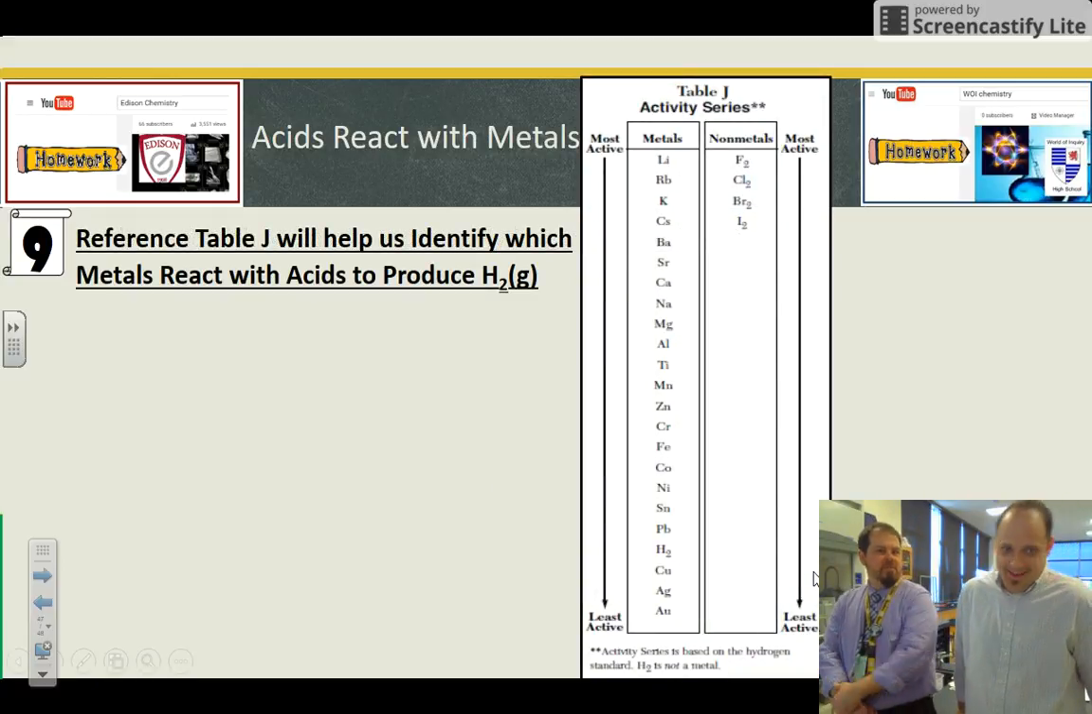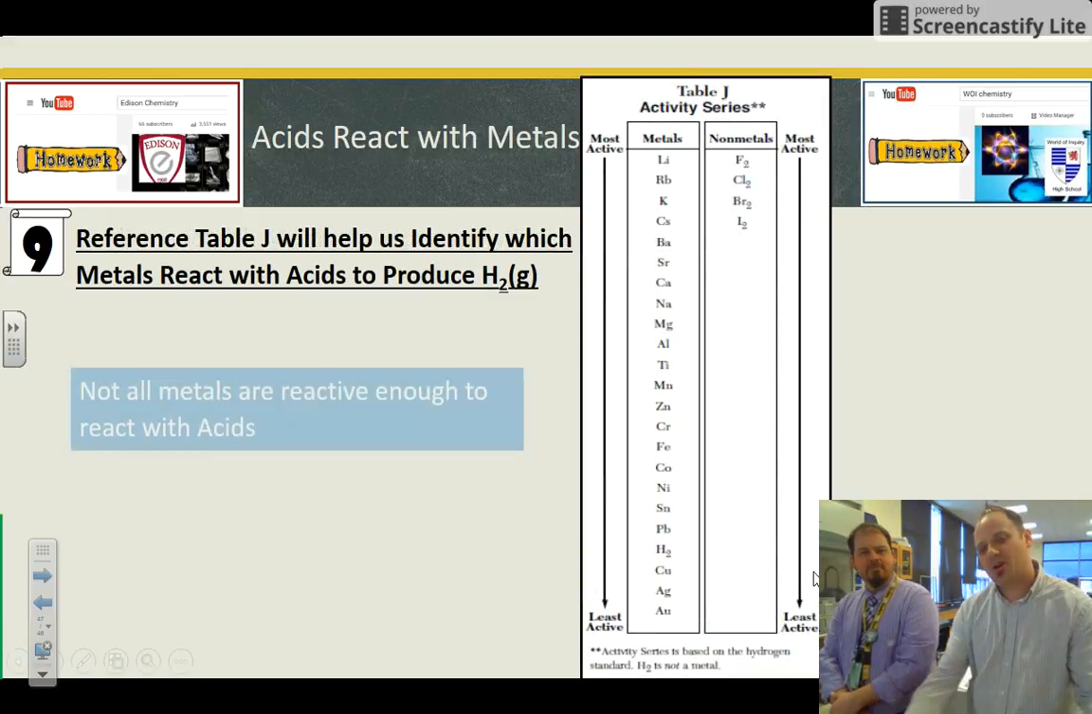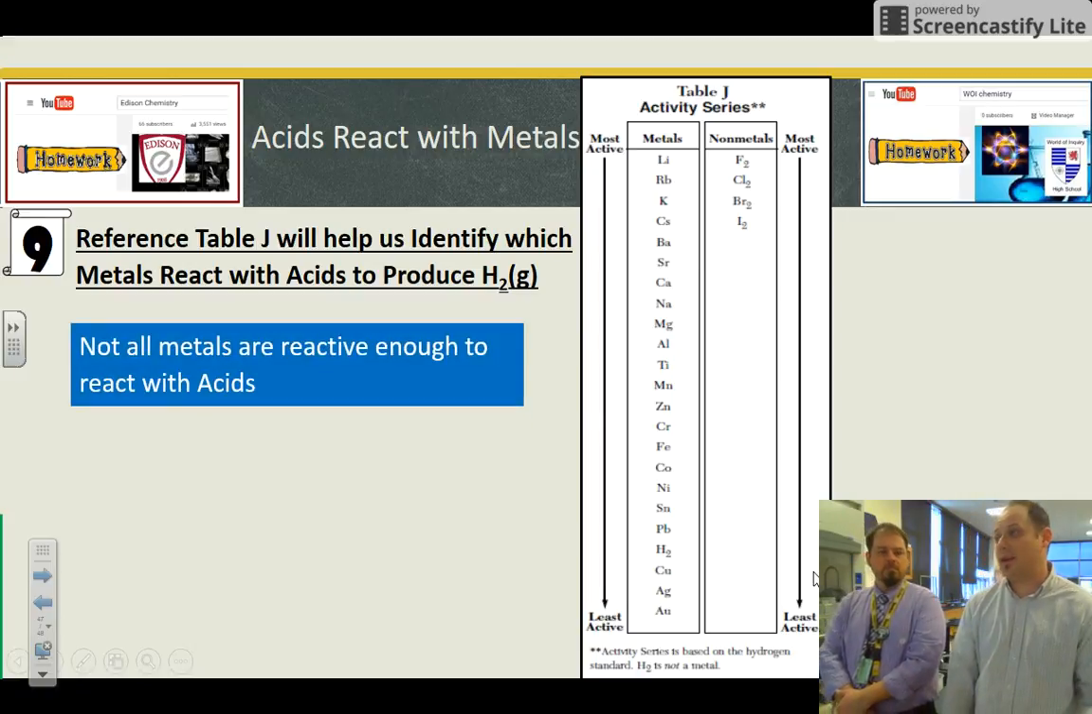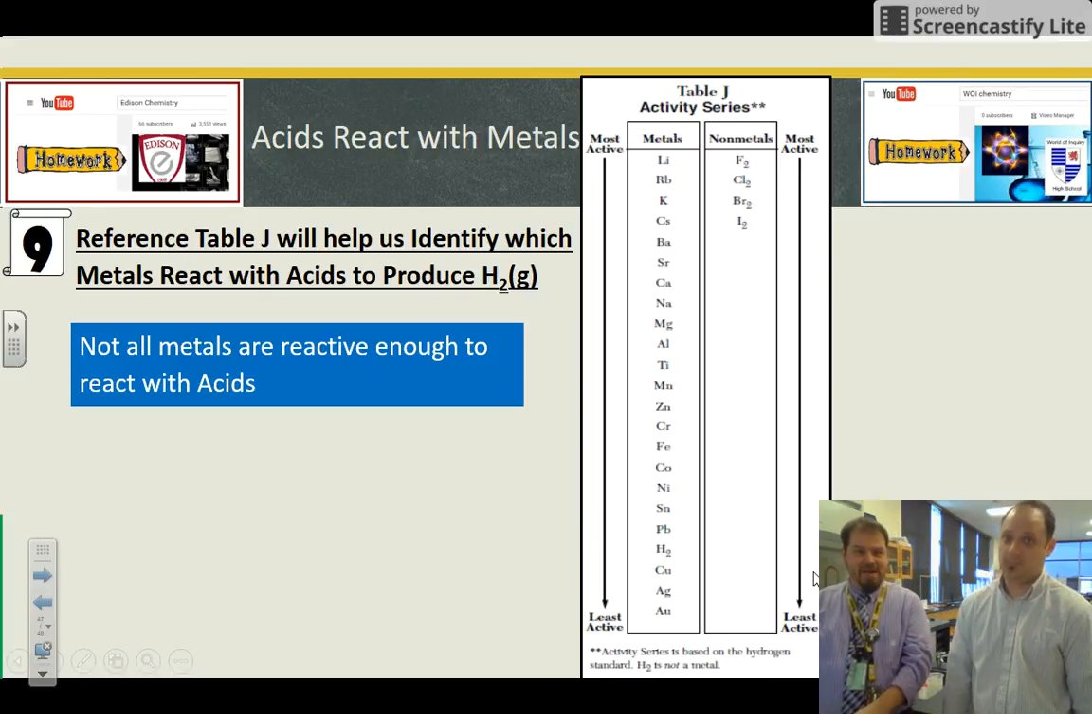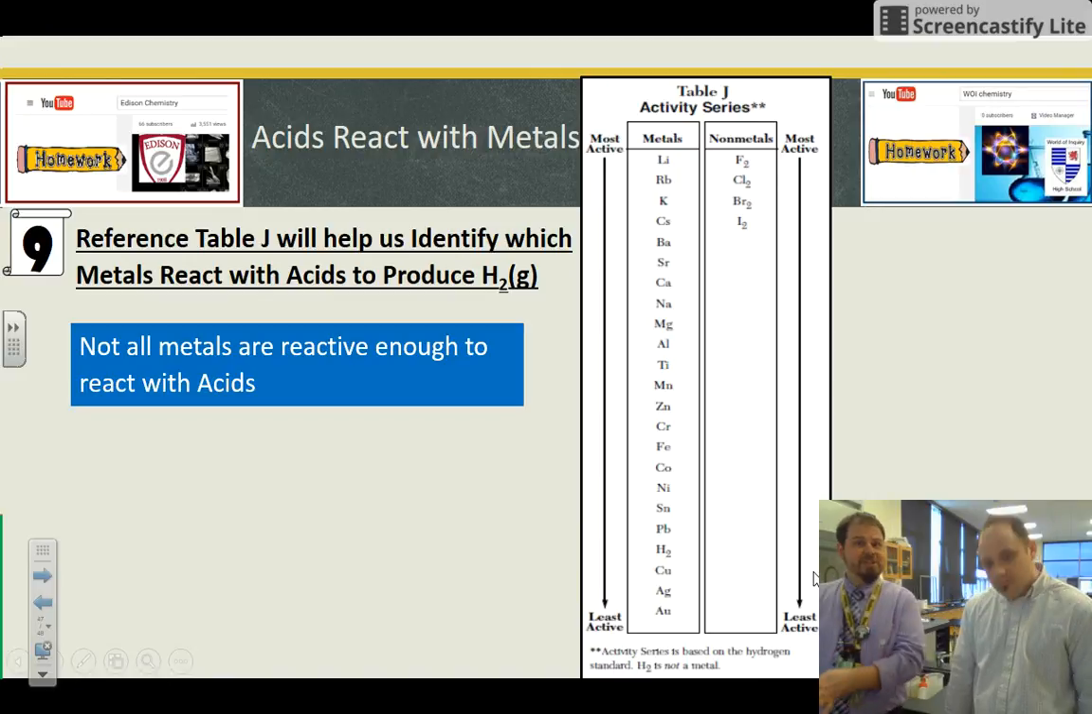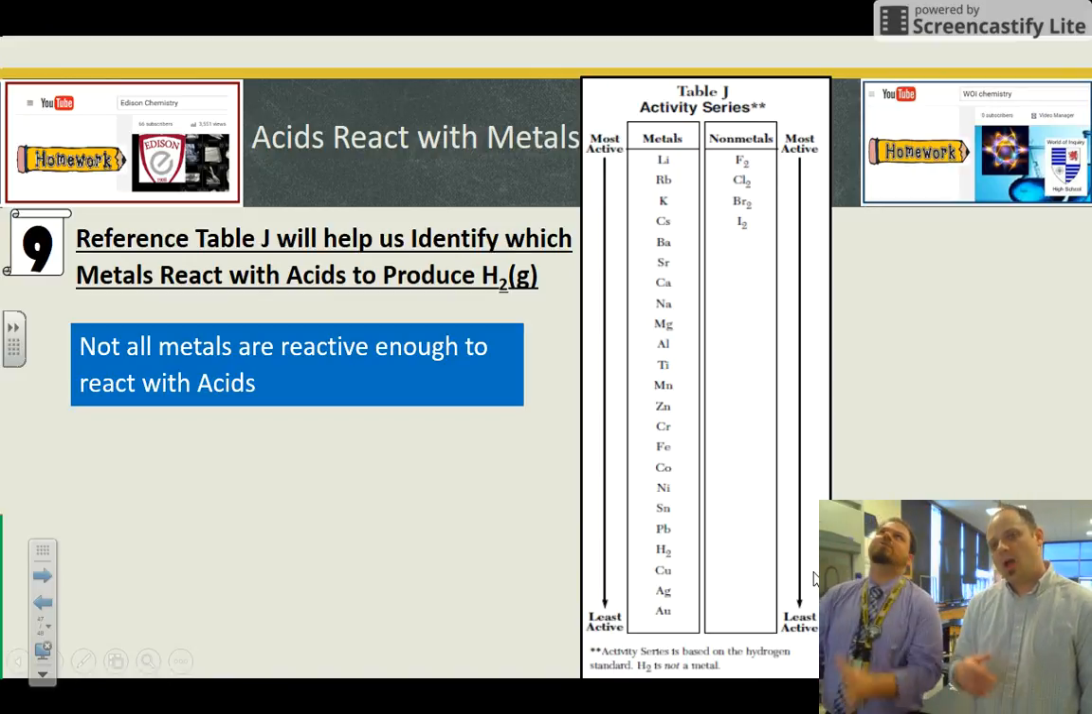Let's learn how to read this table. Table J is simple. It's called the activity series, and it rates the metals from the most reactive to the least reactive. And this one is blatantly right there. It says most reactive on top and least reactive on the bottom. So this one teaches you how to use it in case you forget, which is really nice.